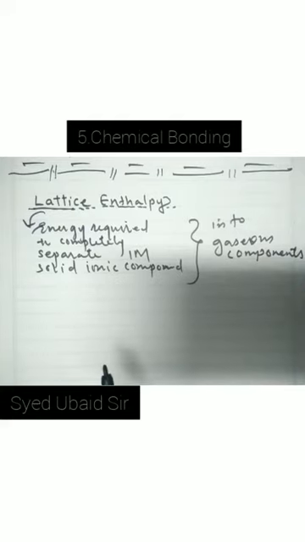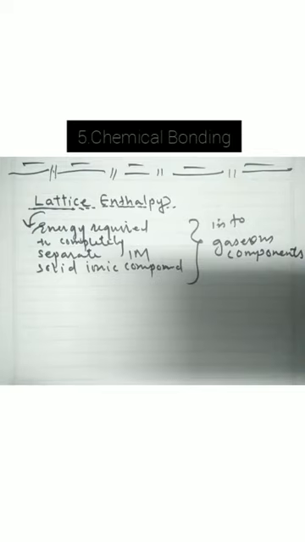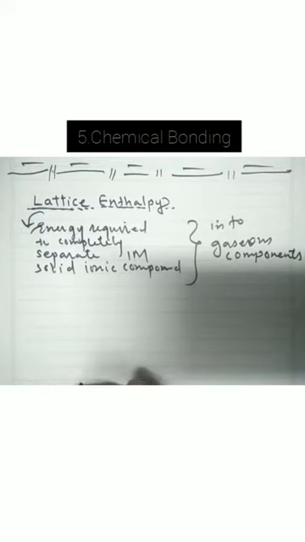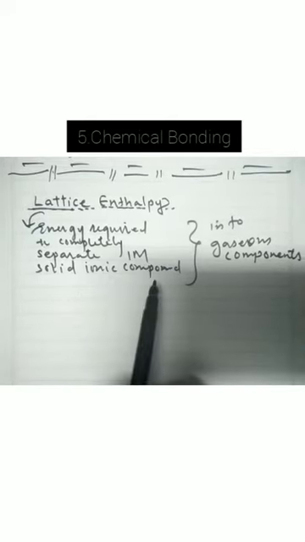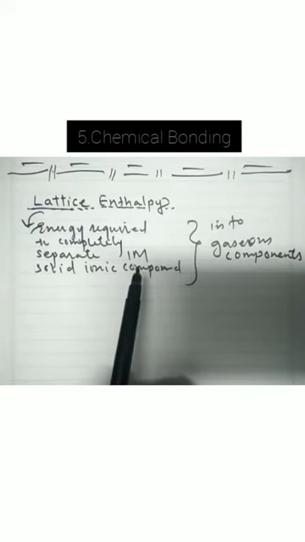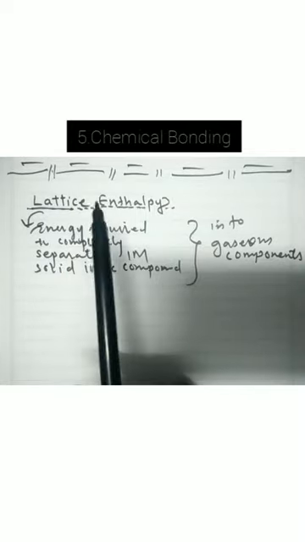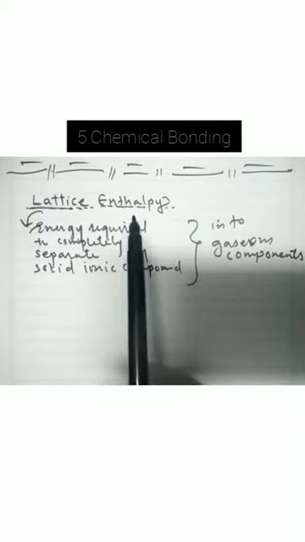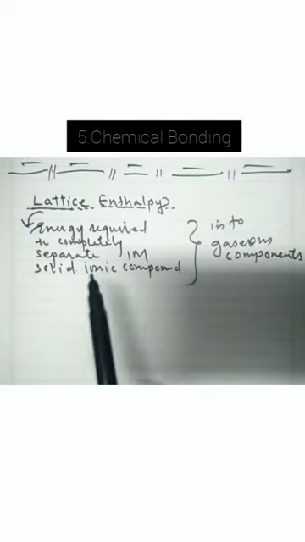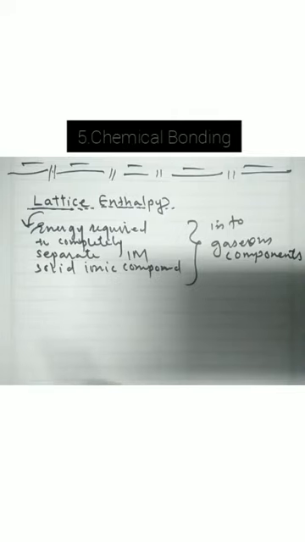Let us continue with the next topic, that is lattice enthalpy. Lattice enthalpy means the energy required to completely separate 1 mole of solid ionic compound into gaseous components. So if you want to separate the ions of this solid ionic compound, that is 1 mole, into gaseous components, the amount of energy required will be called lattice enthalpy.